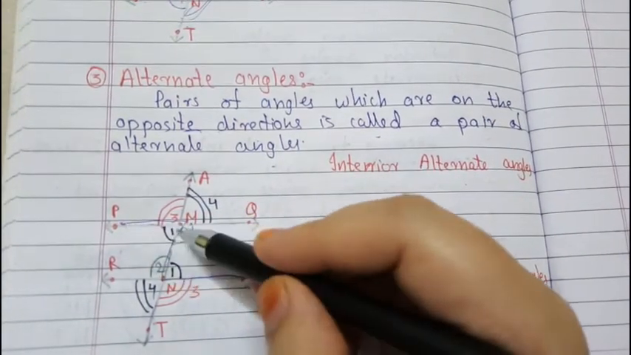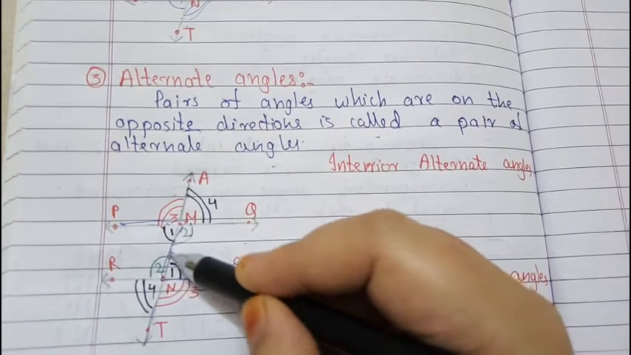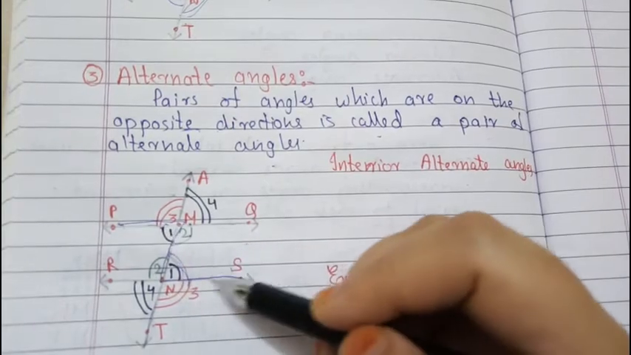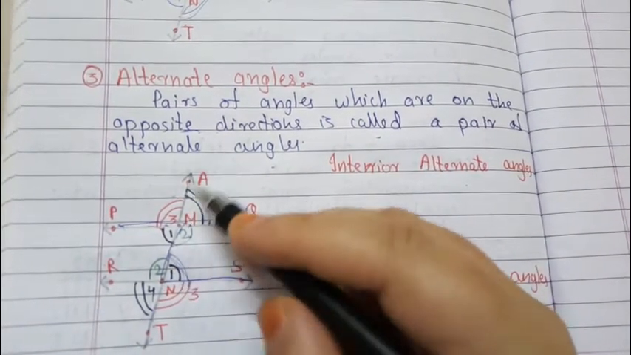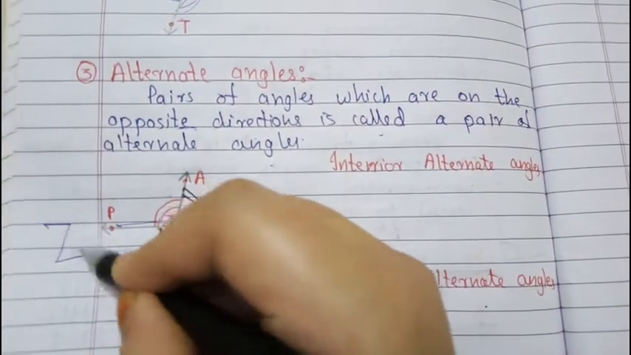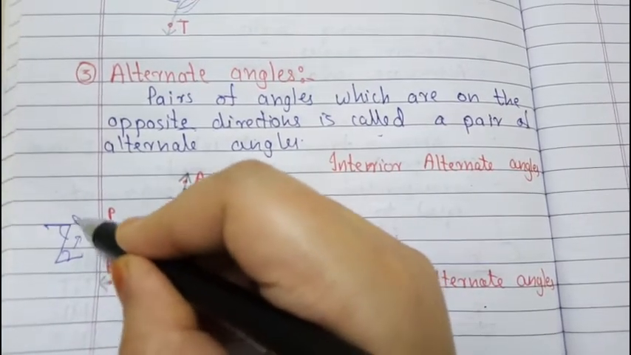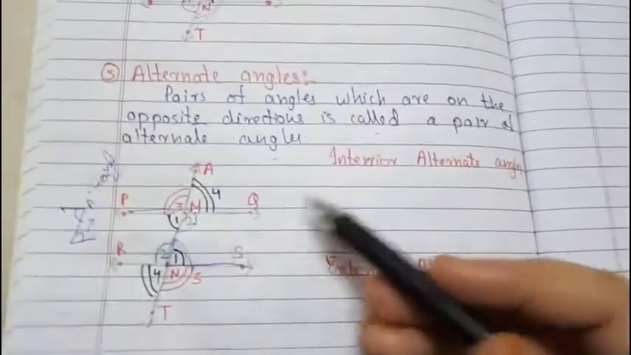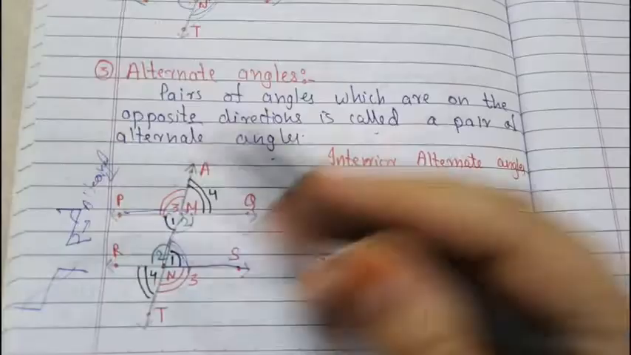So the angles present here and here are called alternate angles. That means you can remember it like a zigzag pattern. The angles which are present on the corners of a zigzag line are called alternate angles. Like this here, this is a Z. So the angles present over here and here are nothing but alternate angles, right? Or like this here, this and this angle are alternate angles.